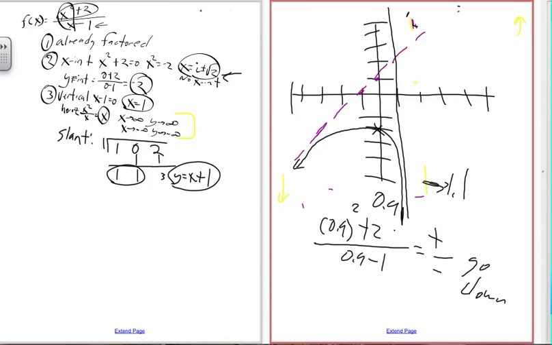And again, we plug it in. I'm going to have 1.1 squared plus 2, which will be a positive. Then I'll have 1.1 minus 1, which is a positive. So positive over positive, positive means it goes up. And this thing looks like that. And that is how you graph these things.